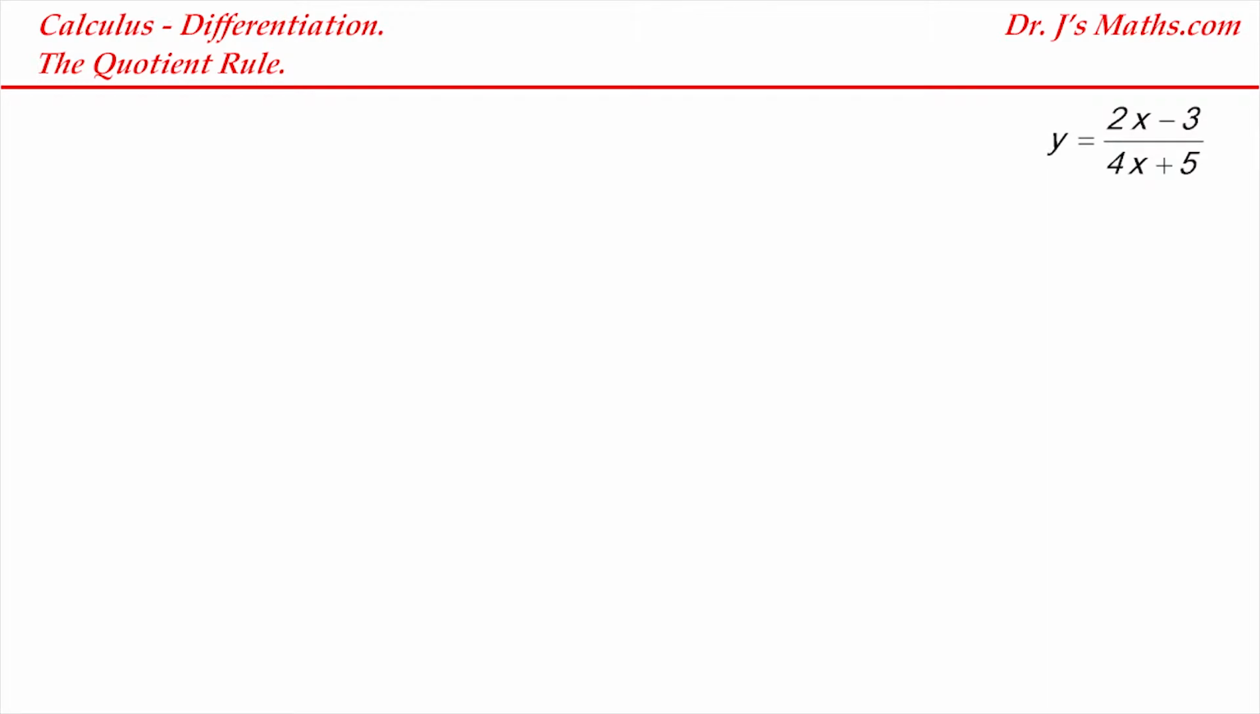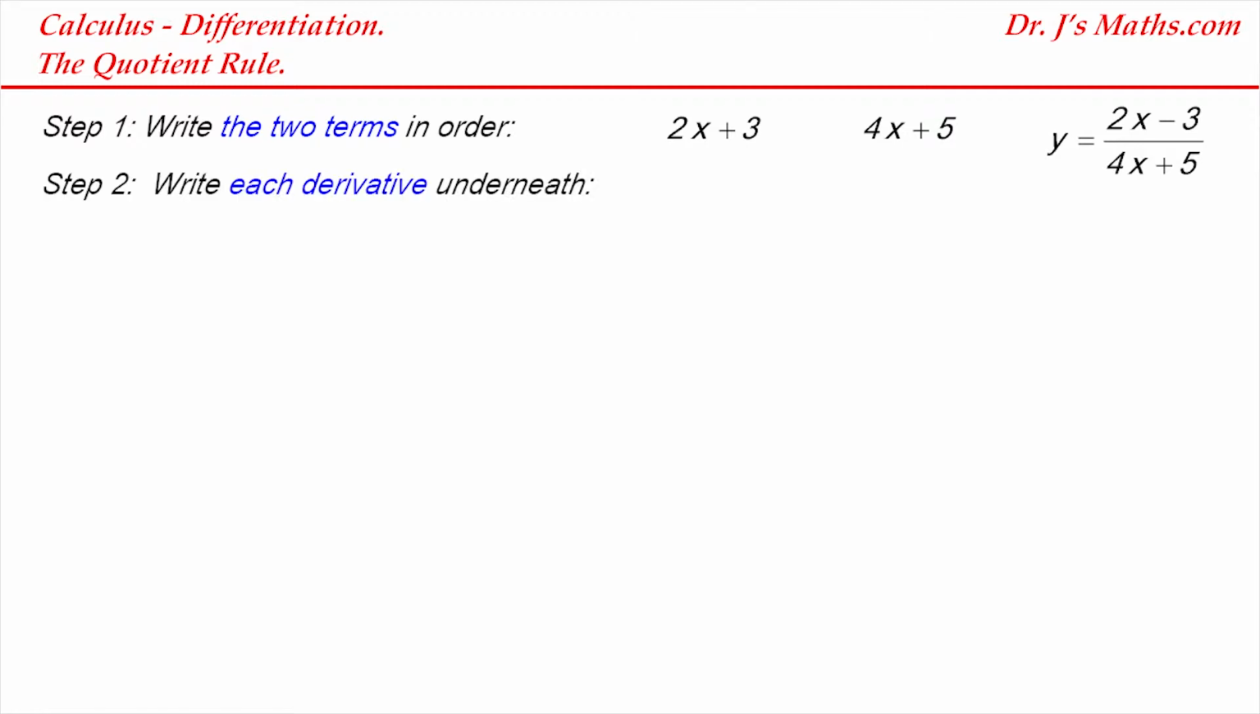So now let's use the quotient rule on that example I gave earlier, which was y equals 2x minus 3 over 4x plus 5. Can't divide them and simplify it anyway, so ideal candidate for a quotient rule. Step 1. Write the two terms in the fraction in order. So the first one is the numerator, the second one we write down as the denominator. Step 2, write each derivative underneath. So the derivative of 2x minus 3 is 2, the derivative of 4x plus 5 is 4.